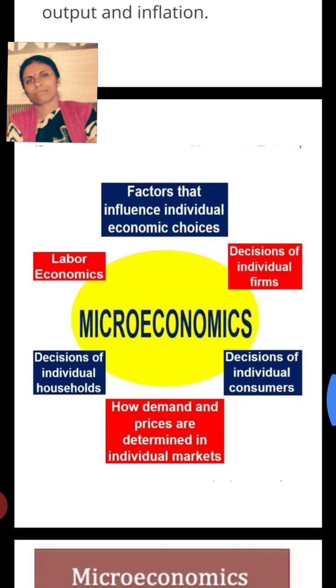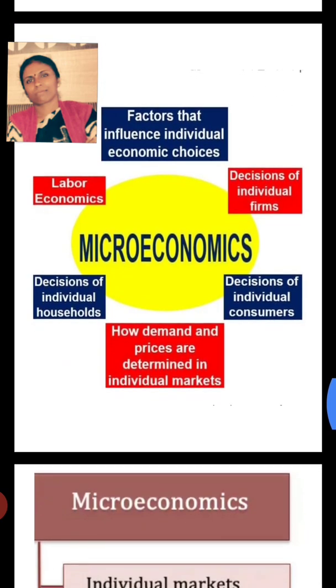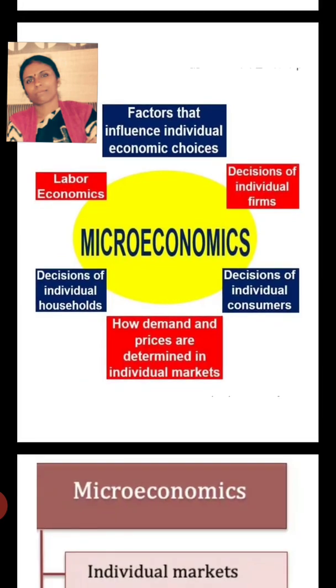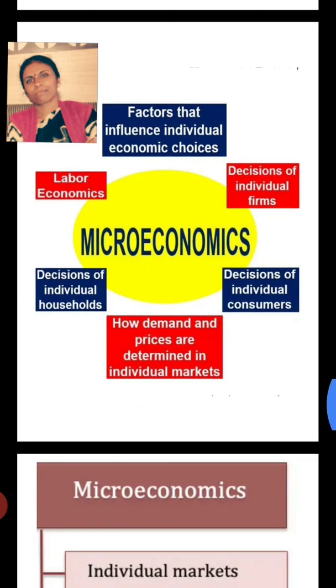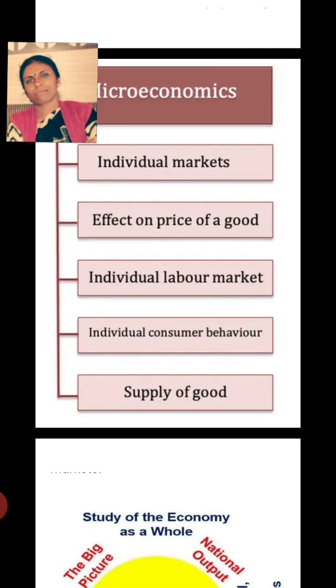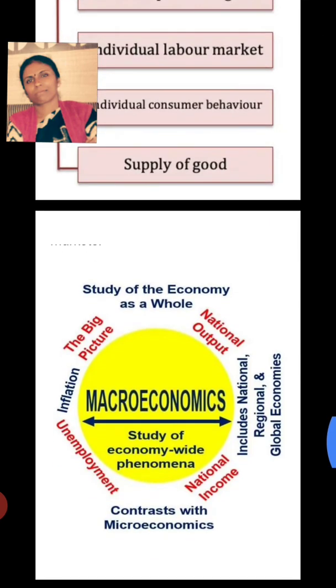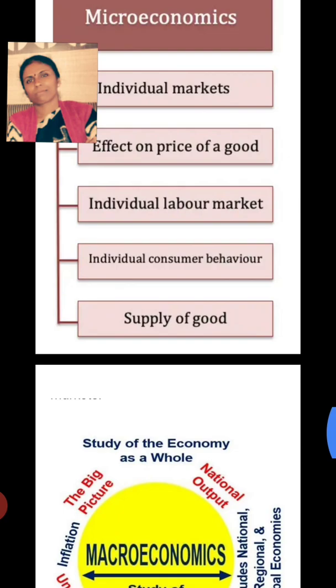See here in this picture, micro elements are given and then macro elements are given. First point, micro. So, microeconomics is surrounded by all these things. Take for example decisions of individual consumers, how demand and price are determined, and then decisions of individual households, labor economics, factors that influence individual economic choices, etc. On the basis of this, what it studies is given here: individual market, effects on price of a commodity, individual labor market, individual consumer behavior, supply of a particular company, etc. On the basis of this, we can conclude that the study of microeconomics is very, very useful.